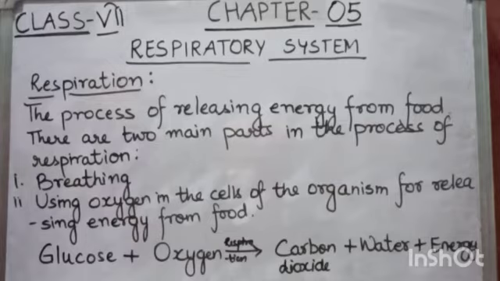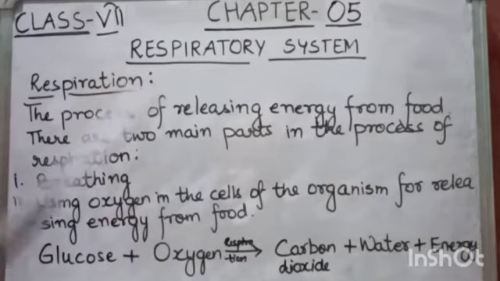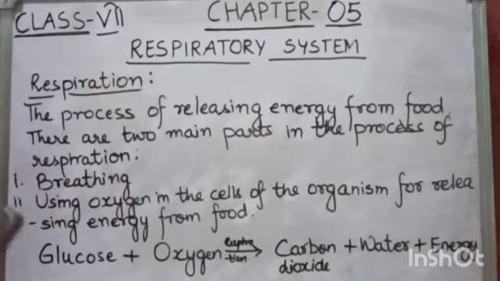Okay, now how is it done? It is done through the process of respiration, and there are two main parts in the process of respiration. First is breathing. Just now I told you, we breathe in oxygen, and what do we give out? Carbon dioxide. So first is breathing, and then the second one is using oxygen in the cells of the organism for releasing energy from food.